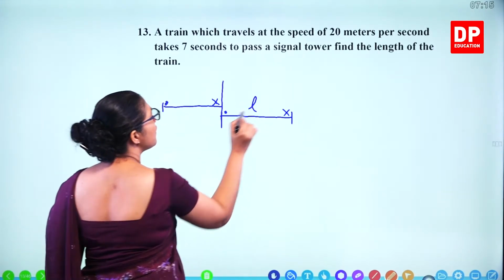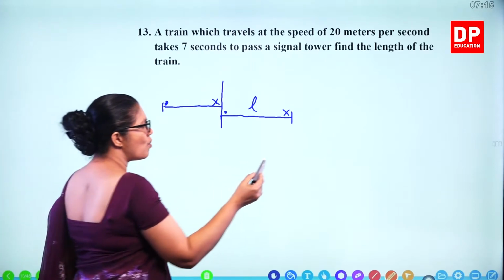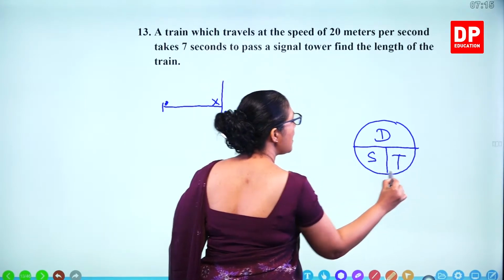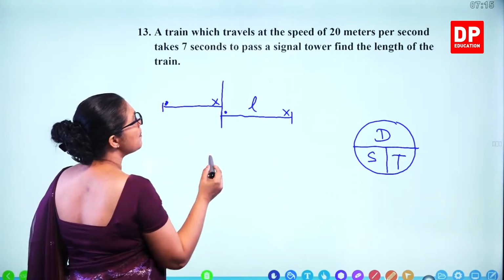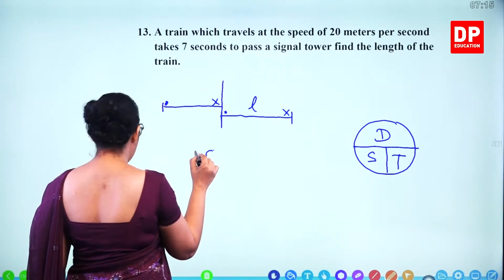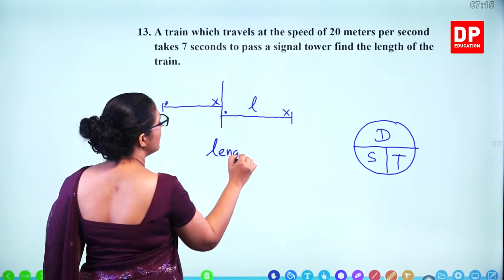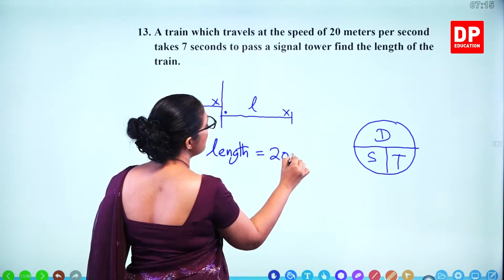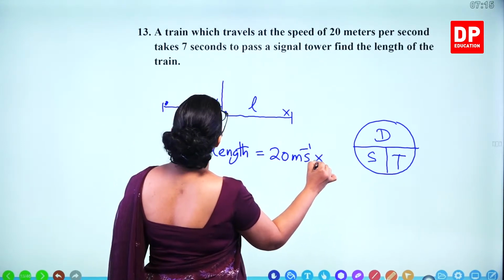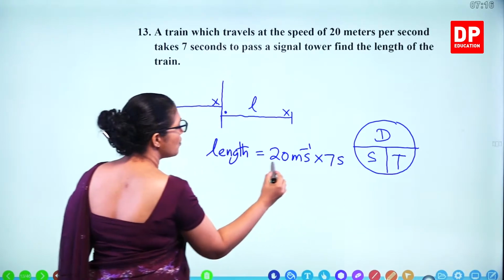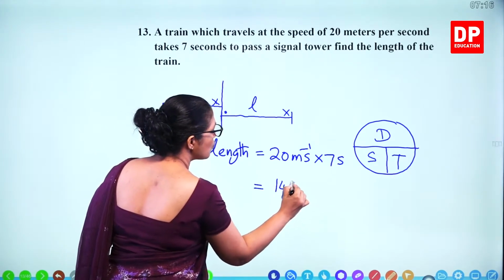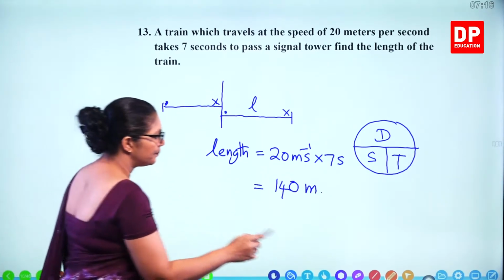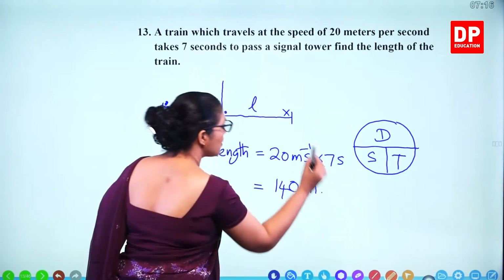So how do you find the length of the train? We know distance traveled is speed times time. So the length of the train is equal to the speed, 20 meters per second, times 7 seconds. So you get 7 times 2, 14. So 140 meters is the length of the train. 2 marks for that.